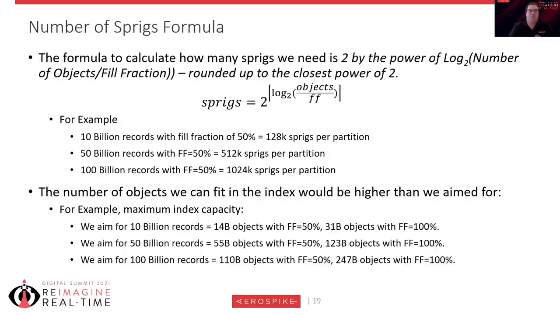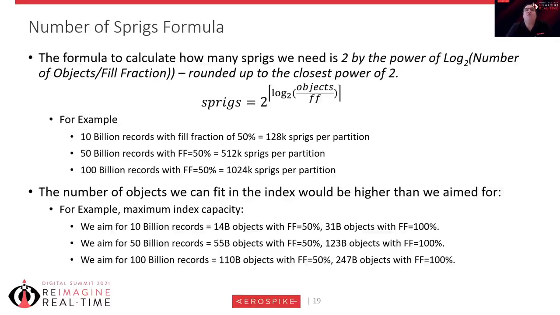So the number of sprigs formula will be the power of 2 that is closest to the number of objects that we'll need to have. So the number of objects divided by the fill fraction, and then we'll understand what the closest power of 2 is. For example, 10 billion records with a fill fraction of 50% will need 128K sprigs per partition. 50 billion would need 512K sprigs per partition. 100 billion would need 1024K sprigs per partition, and so on and so forth.